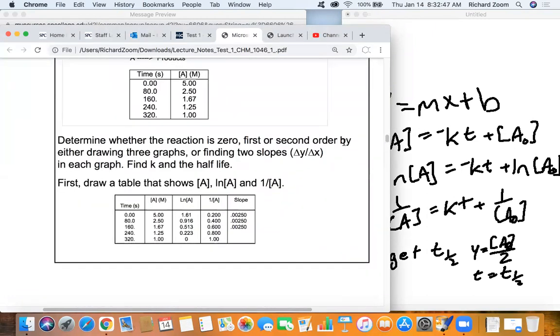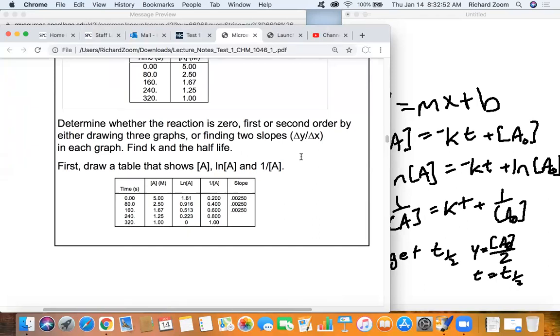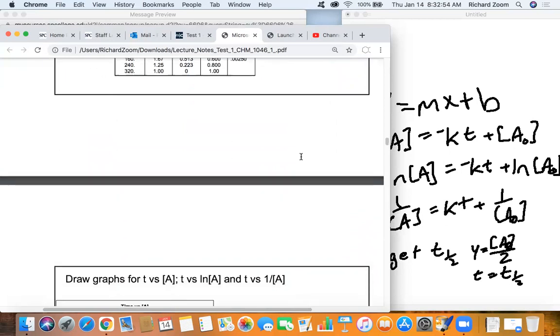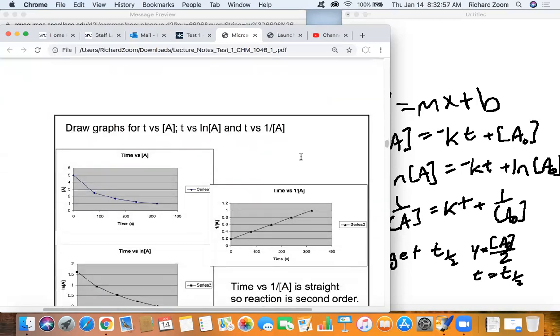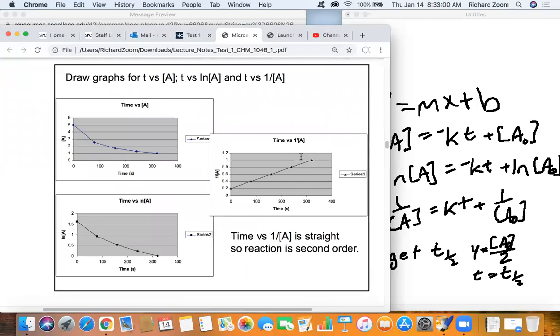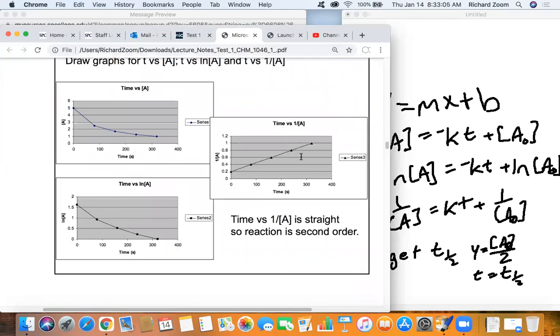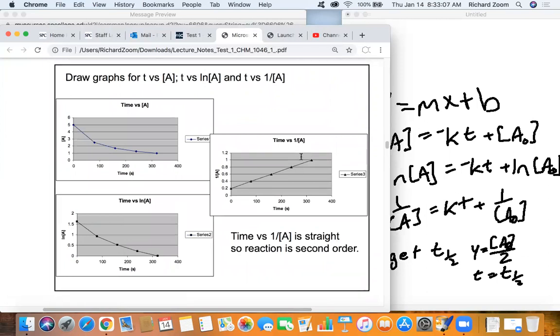So what are we doing here then? We have this table with the time, A, log of A, and 1 over A. Then what we can do is draw three graphs: A versus time, natural log of A versus time, and 1 over A versus time. Or time versus those. In any case, time is on the x-axis and those other three are on the y-axis. And look what happens. When I draw these graphs and plot the points, I get two that come out to be a curve and one that comes out to be a straight line.